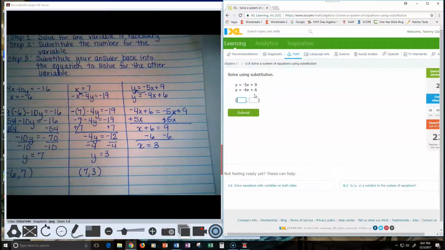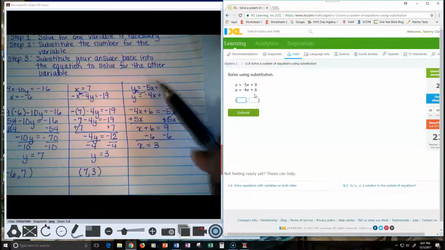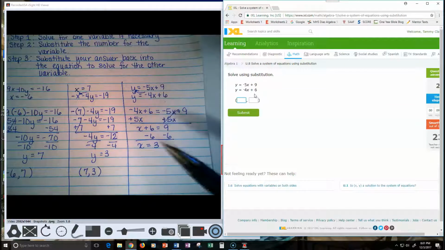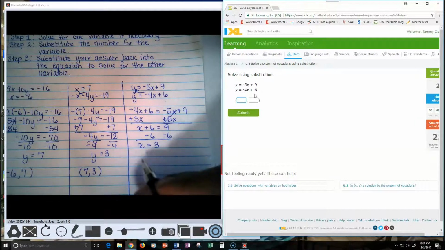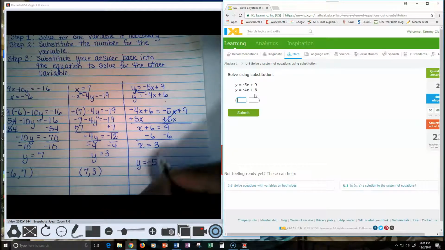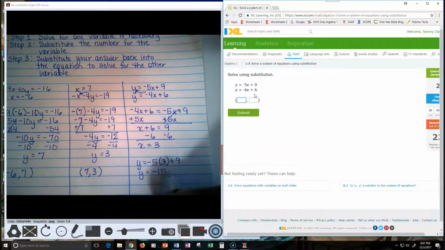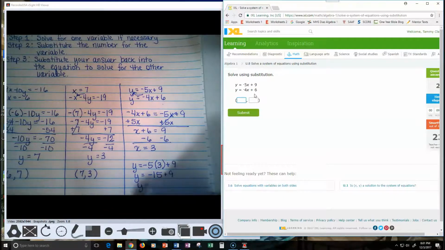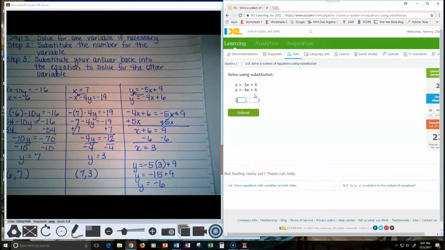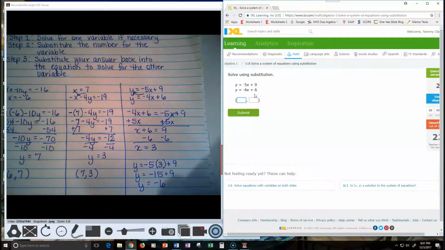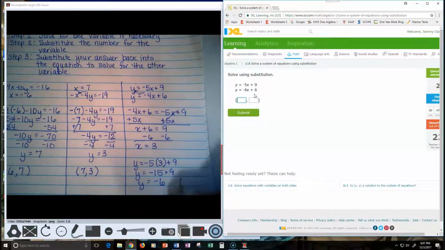And that's all well and good, but we still don't know what y is. So you can choose either equation to find y. You just have to remember to substitute your value for x. So I'm going to pick the first one. So y is equal to negative 5. I know what x is now. It is 3, plus 9. So y is equal to negative 15 plus 9. Y is equal to negative 6. And so our ordered pair for this one would be, put it over here, 3, negative 6.